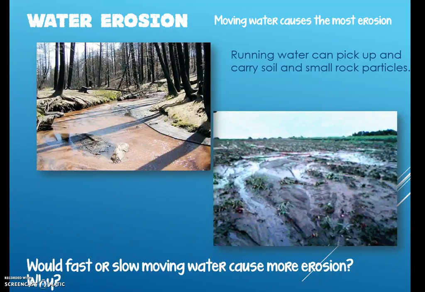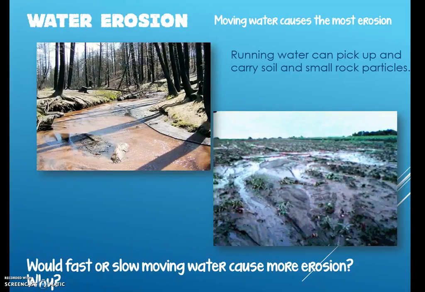Now we're going to go into a few different types of erosion. First, we have water erosion. Moving water is one of the biggest things that causes erosion. Running water, such as streams and rivers, can pick up and carry soil and small rock particles. As you may have seen, sand, dirt, rocks moving downstream in a river.